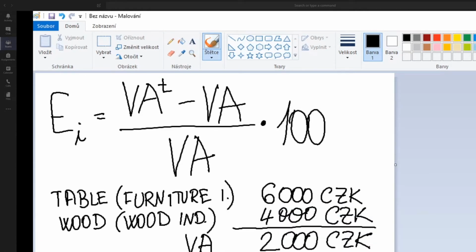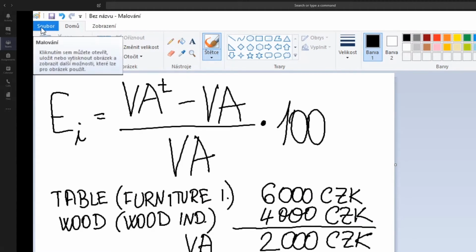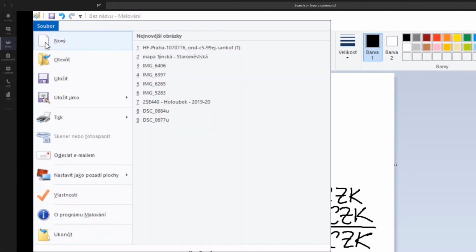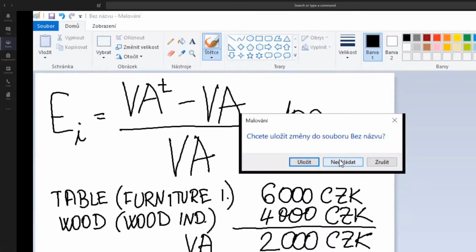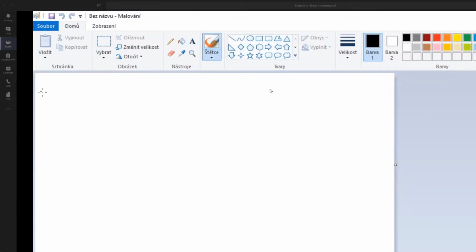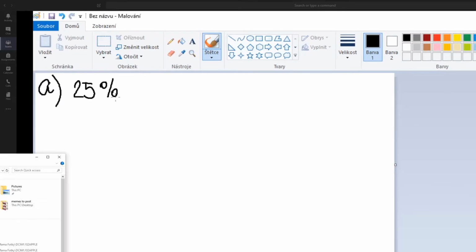Now let's go please to the first situation. This is the basic situation we come from. And now please, I go to the first situation A. Please, let's have 25% nominal tariff.